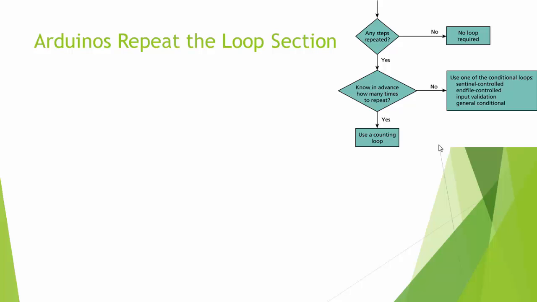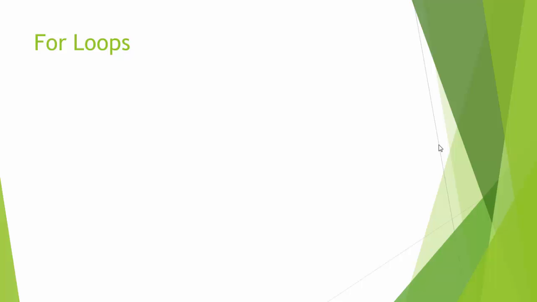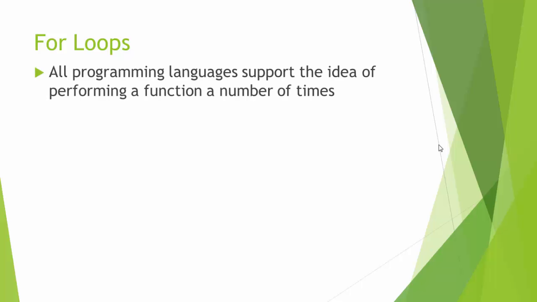However, in some cases, we need to have a loop execute a specific number of times. And if we put our code inside the loop section, it's going to keep executing forever. So the question is, what happens when we want an activity to stop? Well, the good news is that virtually every programming language has a capacity for this kind of thing. It's called a for loop. So a function can be performed a specific number of times.